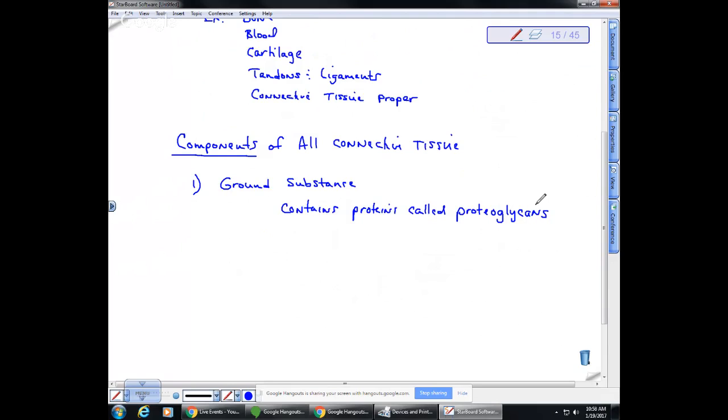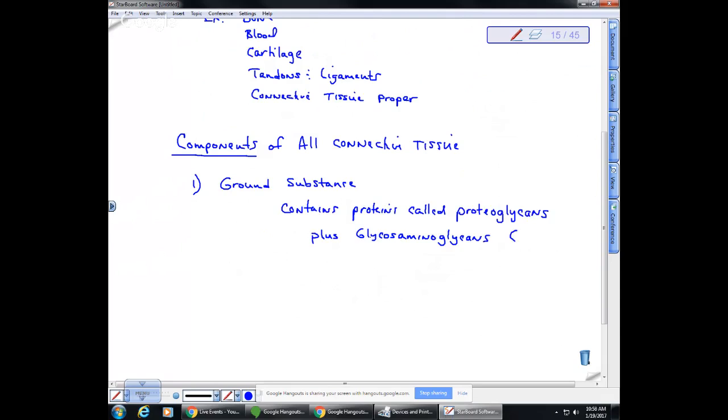And these actually combine with carbohydrate chains. So if you remember carbohydrates, those are sugars. And when you have many sugars bound to one another, those are called polysaccharides. So we have these proteoglycans plus the glycosaminoglycans.